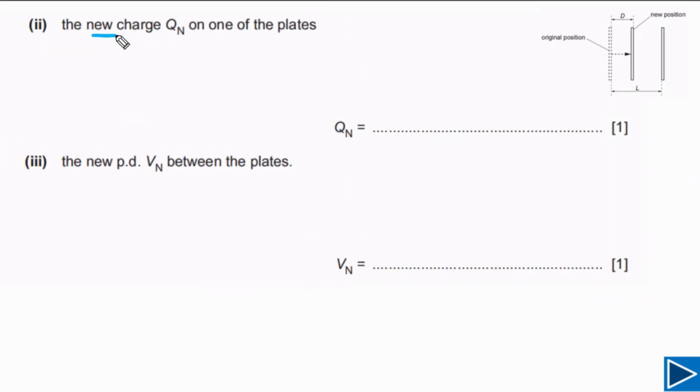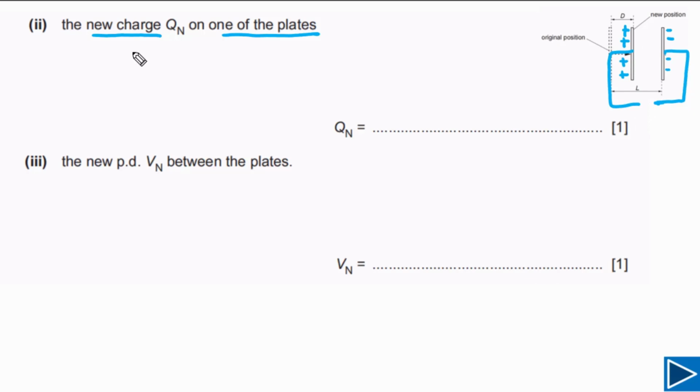For the second part, we need to find the new charge Qn on one of the plates. But it is given that the capacitor has been disconnected. It simply means that the power supply has been removed. So we can sketch this to see what is happening. Now we have removed the power supply. If there is positive charge on this plate, there will be negative charge on the other plate. When we disconnect the battery, this charge cannot go anywhere. It has nowhere to go because this is like an open circuit.